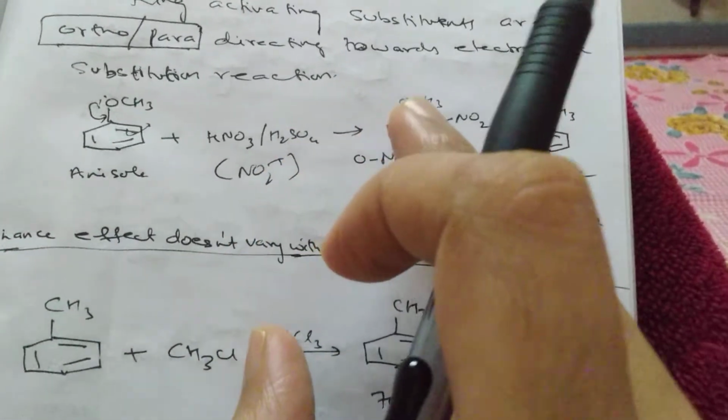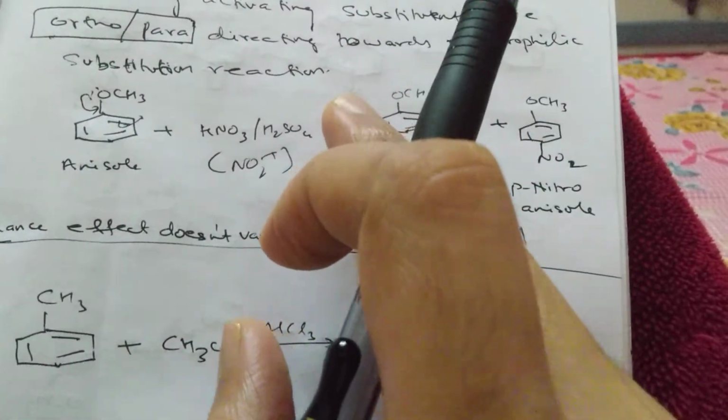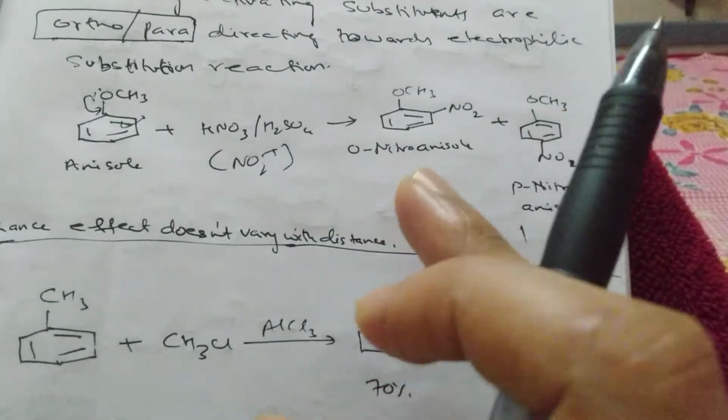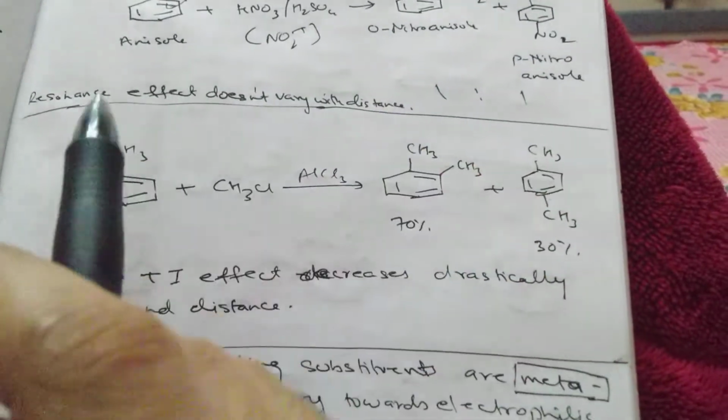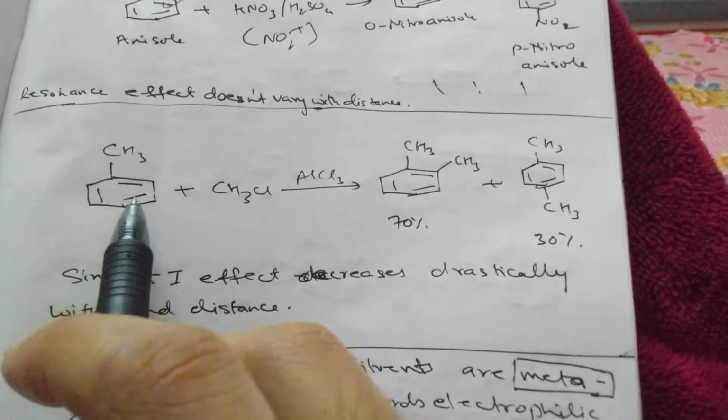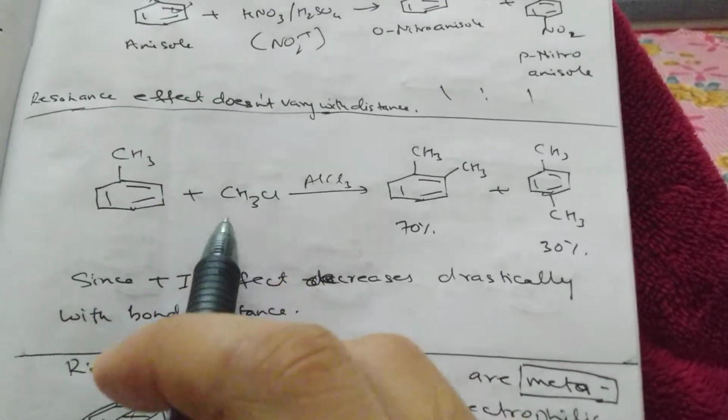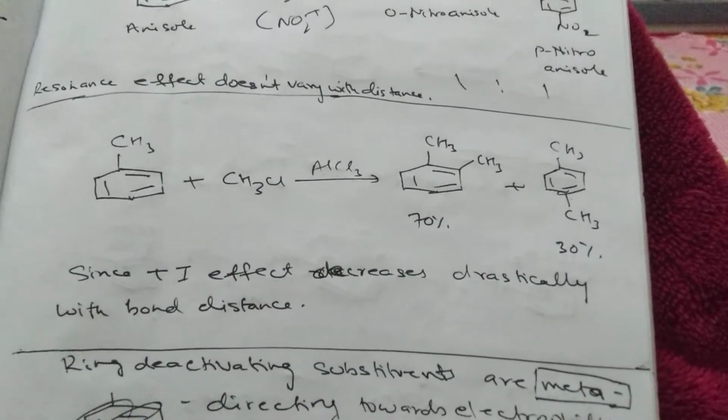That is also same thing. Ortho is this side also, ortho is this side also, okay? And para is only one. We are getting 1:1 ortho para position product. Whereas if you react, and this is Friedel-Crafts alkylation reaction.